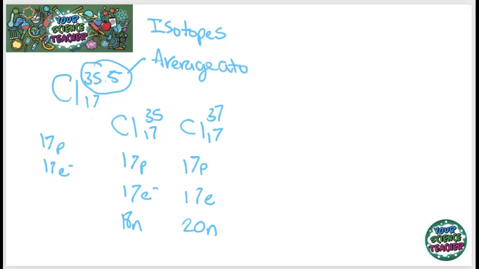So from this, you can probably work out which one is more abundant. That means which one there is more of. There is more chlorine 35 in a sample of chlorine because it's 35.5 on the periodic table. In fact, it is in a 4-to-1 ratio. Every time you have 4 chlorine 35s, you only have 1 chlorine 37 isotope.